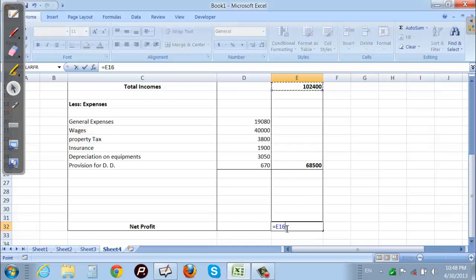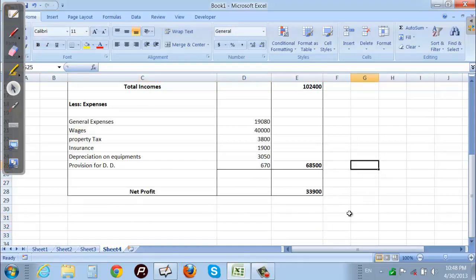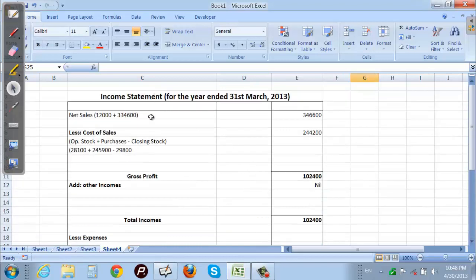Total income 1,02,400. From this we will subtract total of expense 68,500. So our net profit will come 33,900. This is our net profit. And now, in this manner we prepared the income statement.